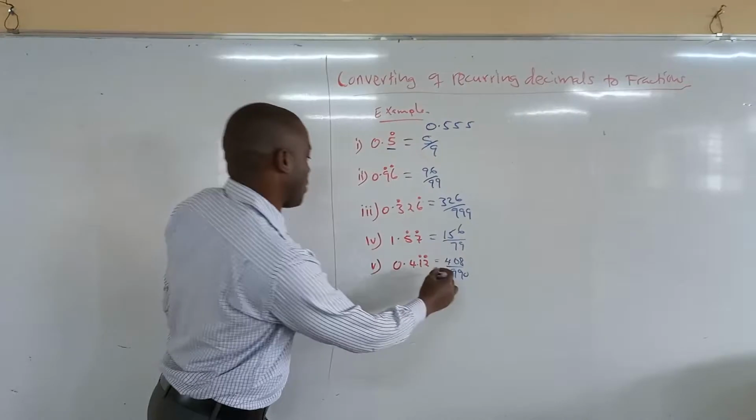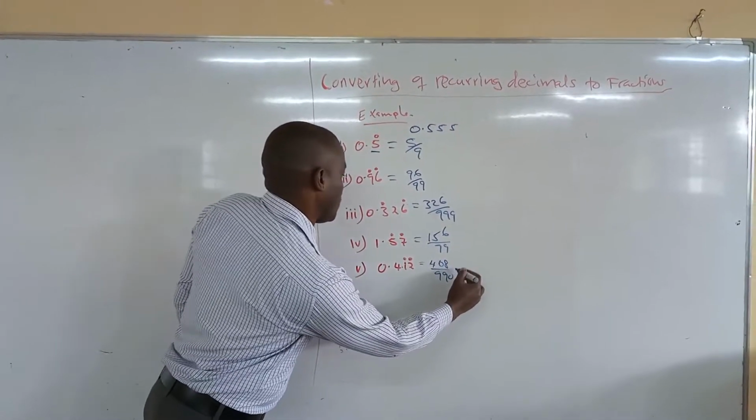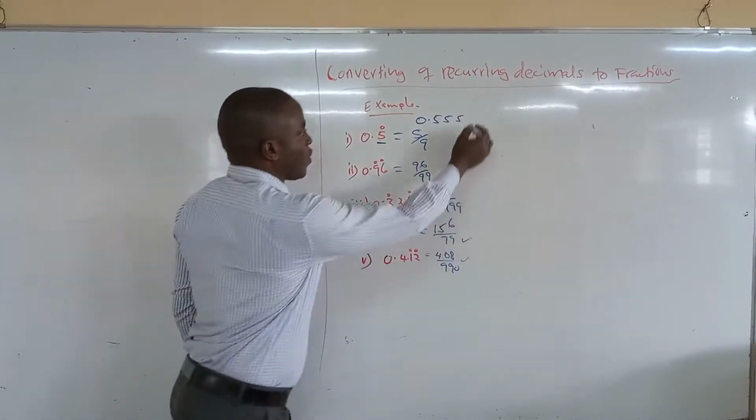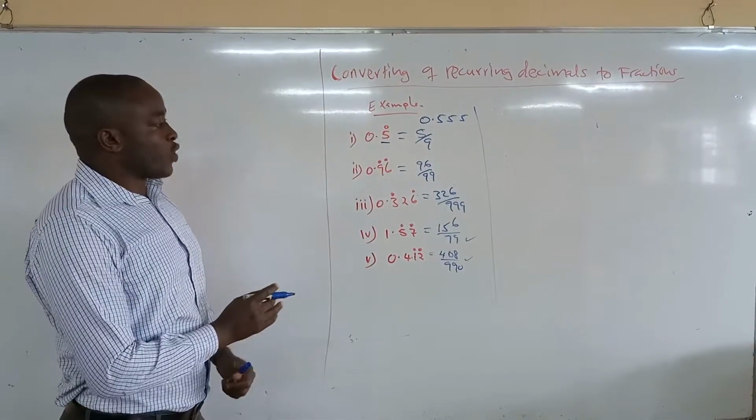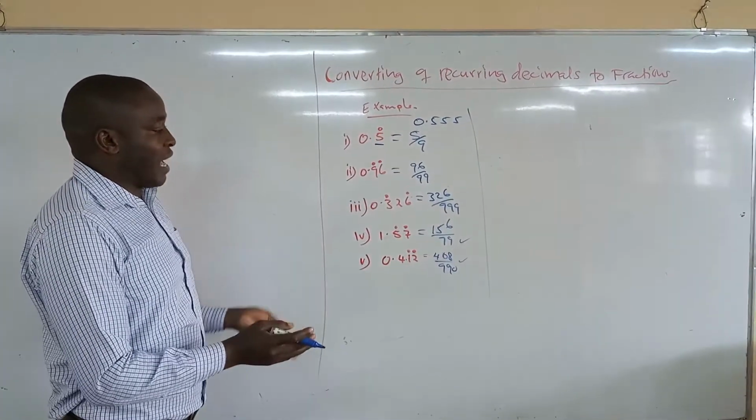So this becomes the answer. Now we want to do actually how you're supposed to do it. This is just to know the answer. So it's a very short cut of knowing the answer.